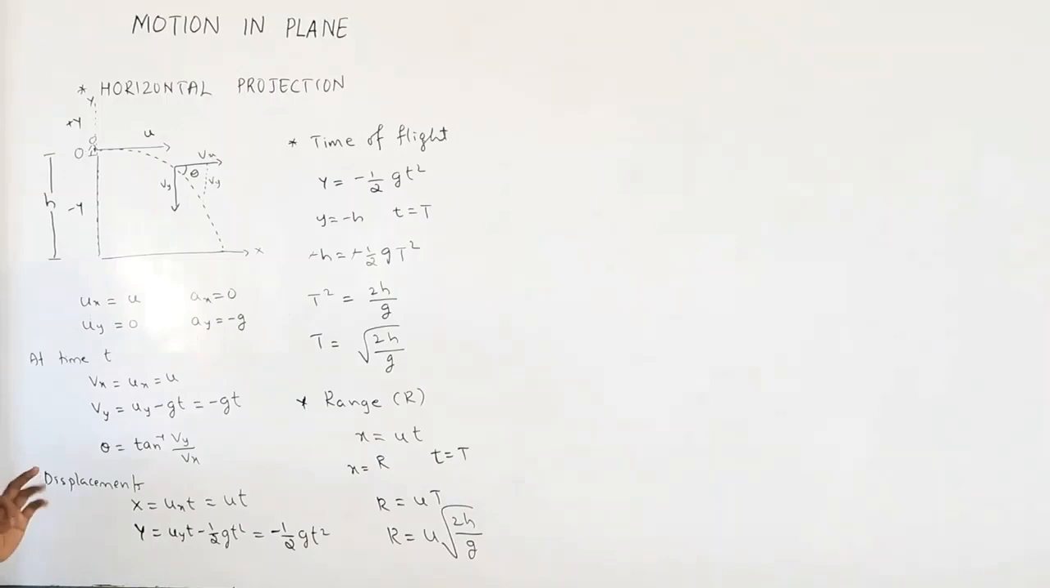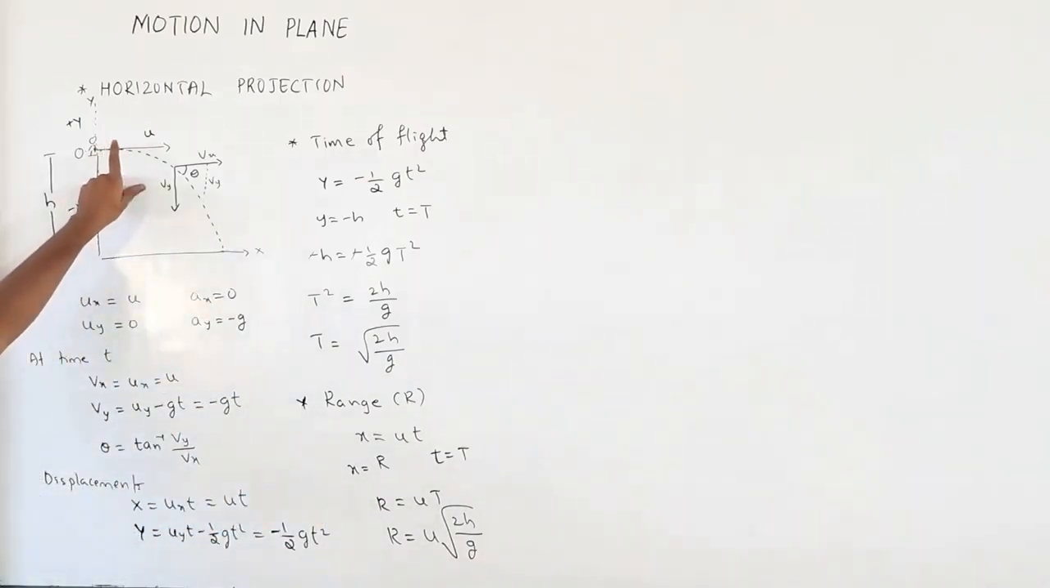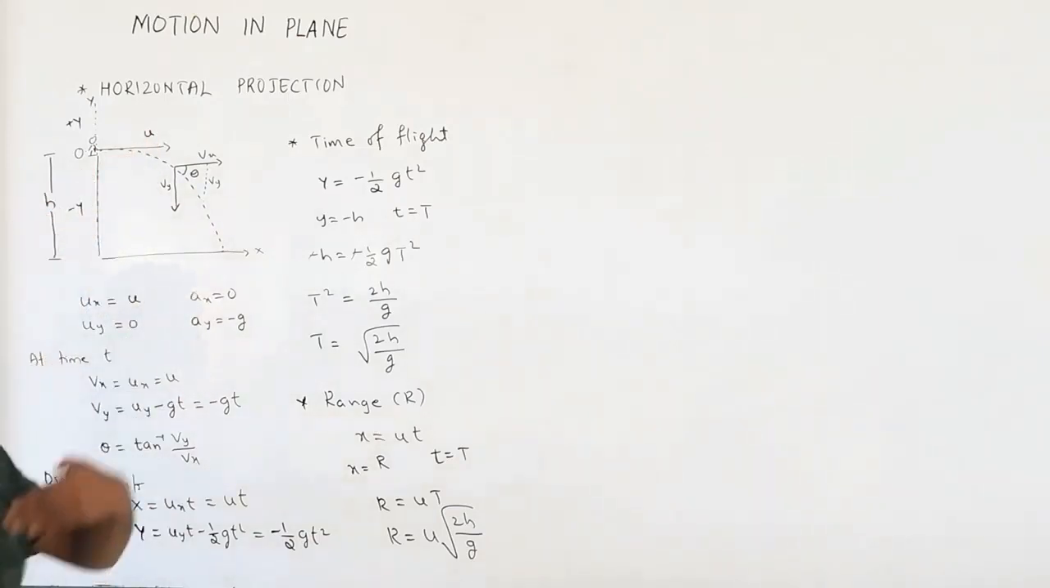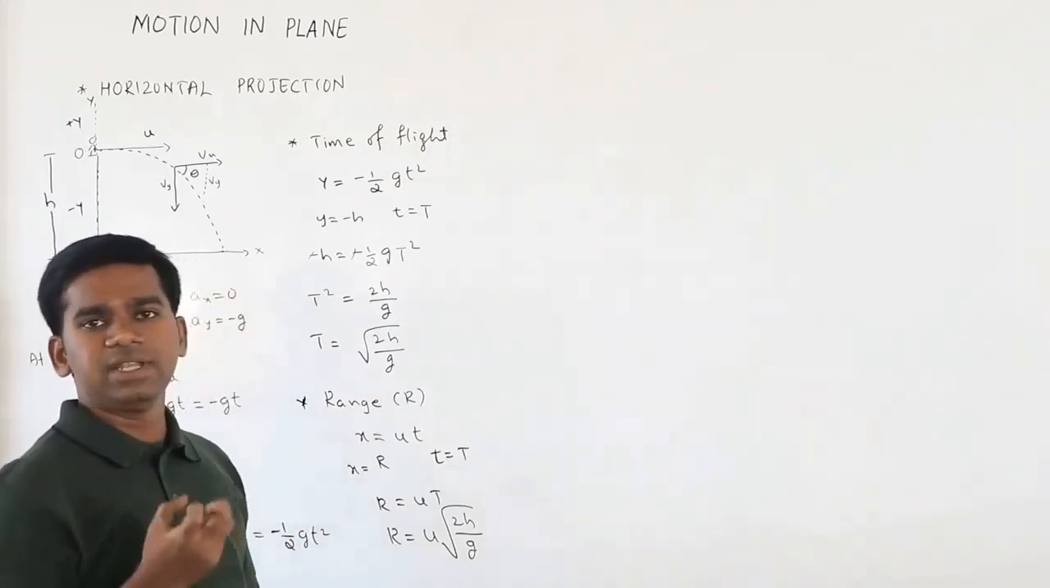It's very easy. You have to concentrate on ux and uy. If you are very clear with ux and uy and ax and ay, these other things don't matter. You can simply go on substituting in your Newton's formulas. So try to get these properly. Even though you project something horizontally, it will not take the horizontal path, because of the gravitational pull.